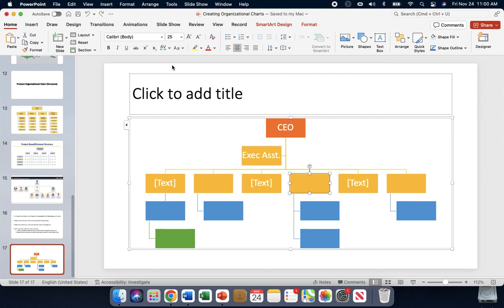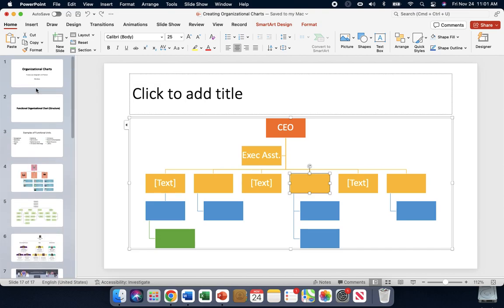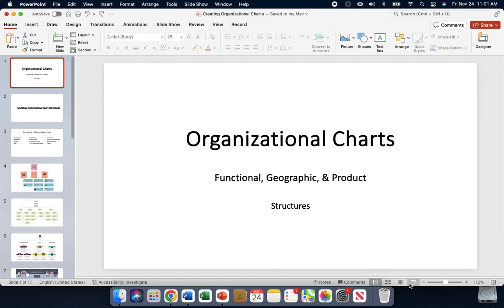Okay, that's about it, everybody. Have fun. I think this will be really great for you and just showing basically that you know how to organize a business based on 3 different areas, and that's very important.